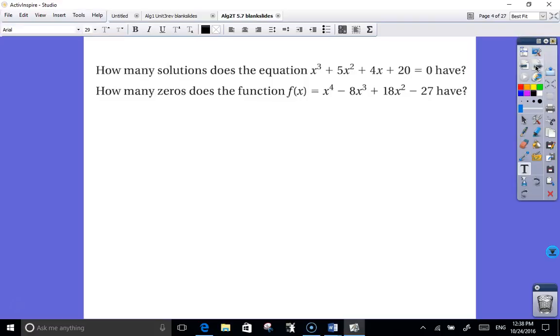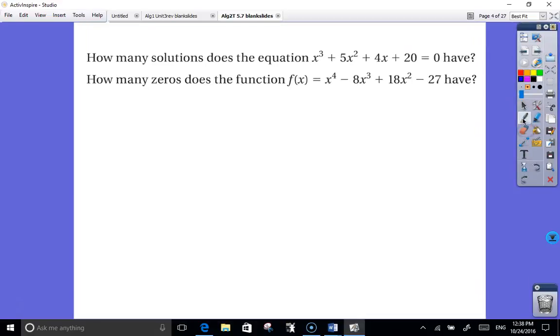So, for example, how many solutions does the equation x to the third plus 5x squared plus 4x plus 20 equals 0 have? What's the degree? 3. So there's 3. That's it. That's the whole answer. The answer is 3. Now, you don't know how many are real and how many are not real, but there's definitely 3 zeros.